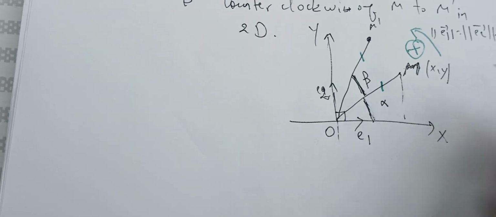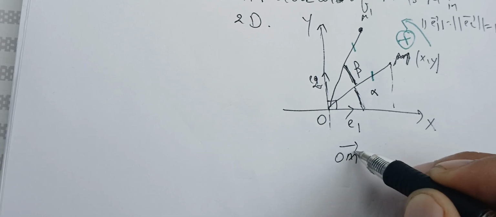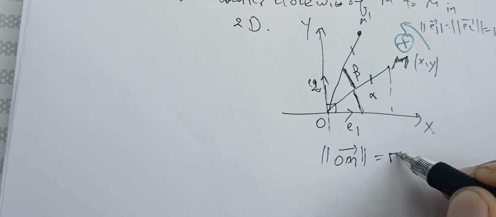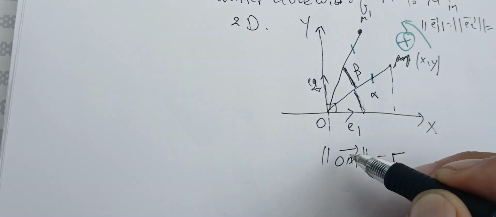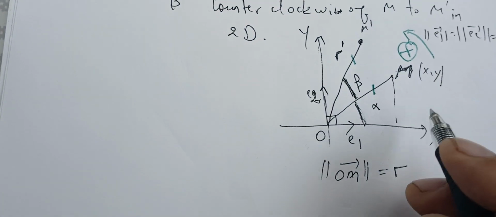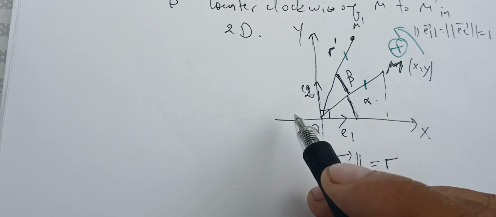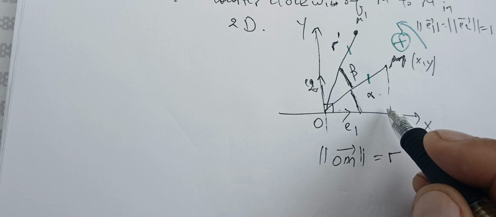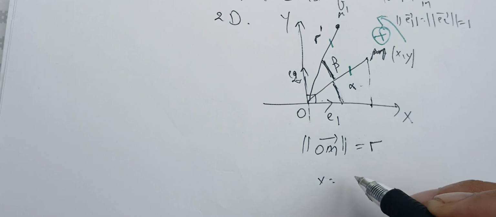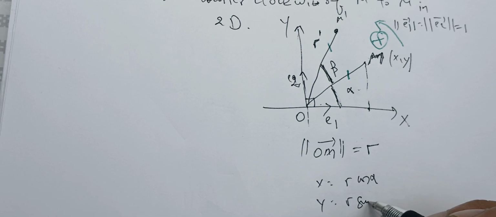Let's call the norm of M, we're gonna use this notation here for the norm, most of the time we'll call it R. Let's call this one R, and let's call the norm of M prime R prime. We know that it's R. Here we're gonna find the x and y coordinates in terms of alpha. So if we project here, we know that x is gonna be R cosine of alpha, and y is gonna be R sine of alpha.